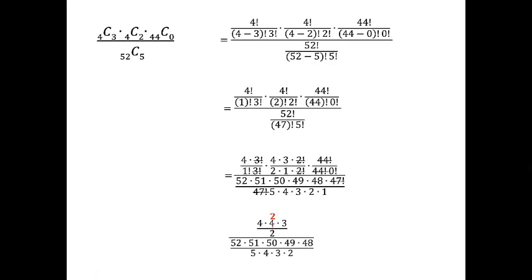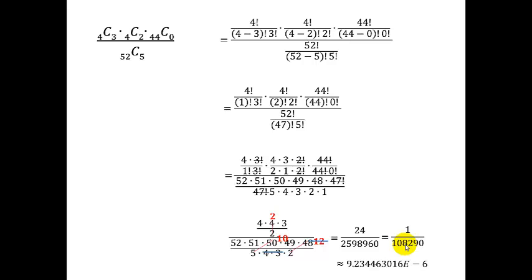Simplifying the remaining values, 2 divides 4 2 times, 2 divides 48 12 times, 5 divides 50 10 times, 4 times 3 is 12, which will simplify with the 12 here. Multiplying the numerator, we have 4 times 2 times 3 gives 24. 52 times 5 times 10 times 49 gives 2,598,960, which will simplify to 1 over 108,290.